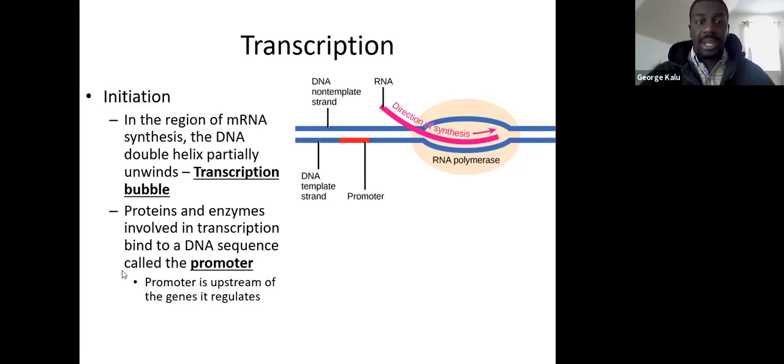So initiation, the first thing that we need to do is take our DNA double helix and unwind it. So now it's in kind of our ladder formation. Here we have one strand on one side and the other strand on the other side. So we're going to unwind our DNA strands, and then partially pull them apart, pull apart a part of our DNA as we see over here.